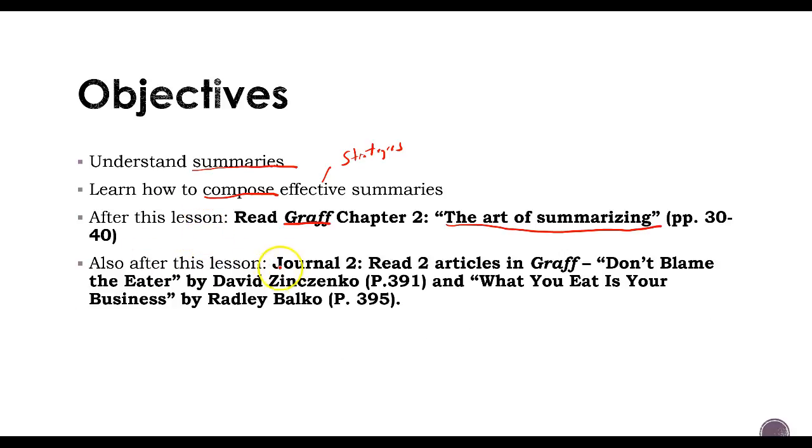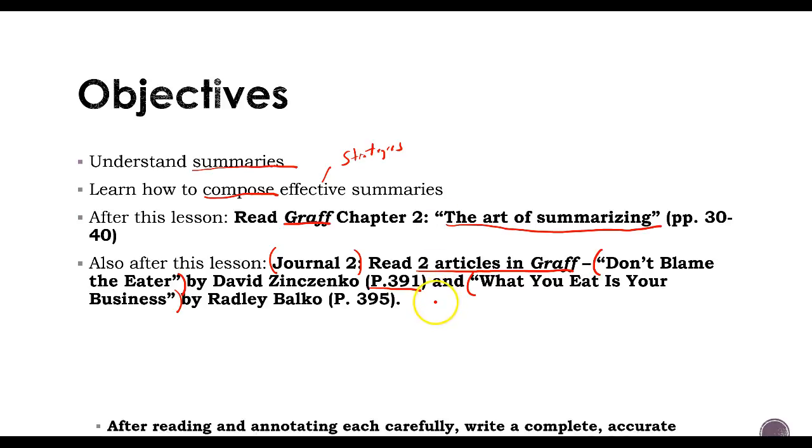In addition, I want you to complete Journal 2. I want you to also read two articles in Graff. One article is called Don't Blame the Eater. It's by David Zinczenko, who's a famous food critic, and it's on page 391. It's a nice article, relatively short too, but I think you'll like it. The other article is called What You Eat Is Your Business. That's by Radley Balko, and it's on page 395 in Graff. So read those two articles in Graff.